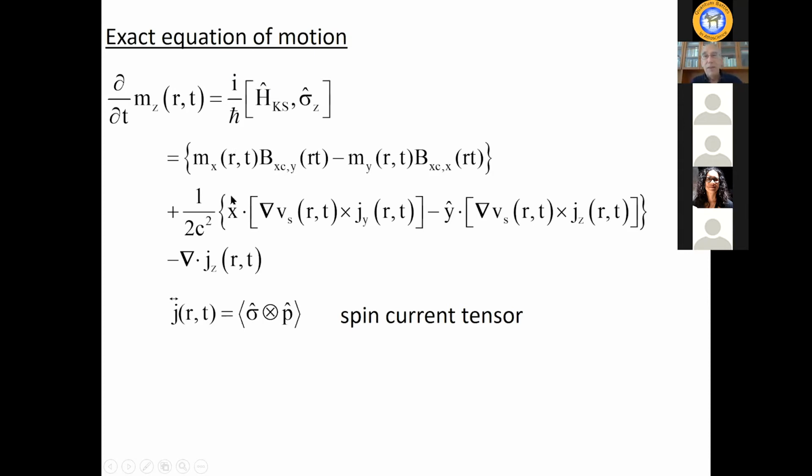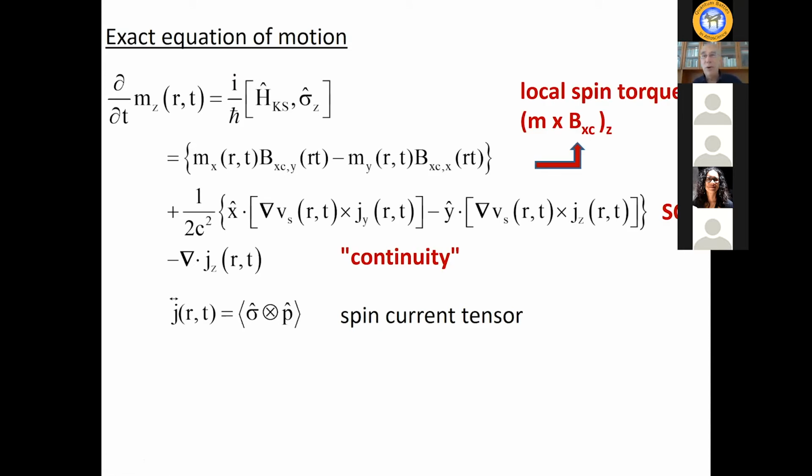The first term is what is called the local spin torque. You see immediately it's the Z component of a cross product, M cross B_xc. And the second term, you can see immediately from the 1 over c squared here, comes from spin-orbit coupling. Now, if we integrate this equation, both sides, on the left-hand side, we get the time derivative of the global moment.